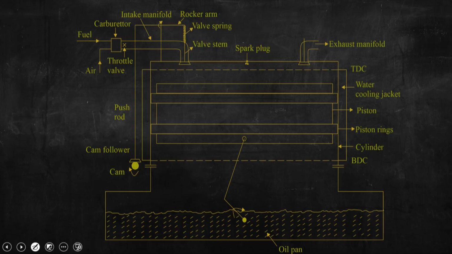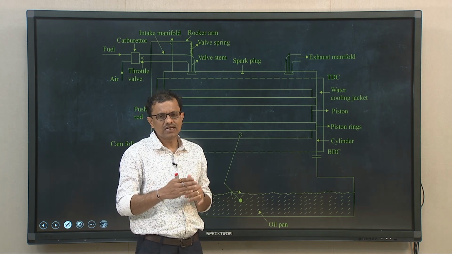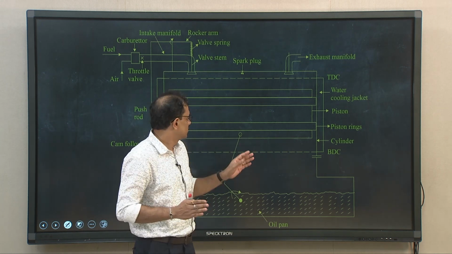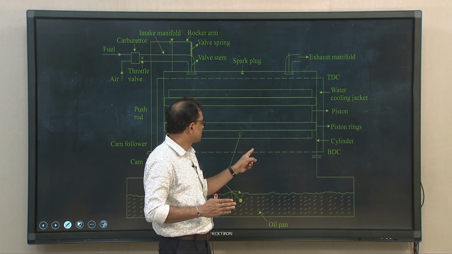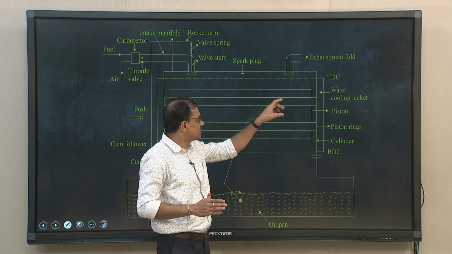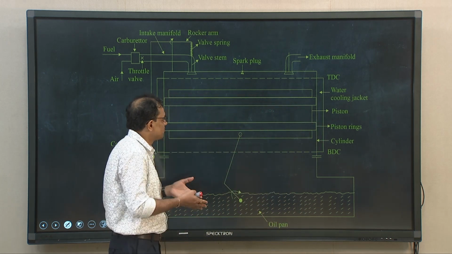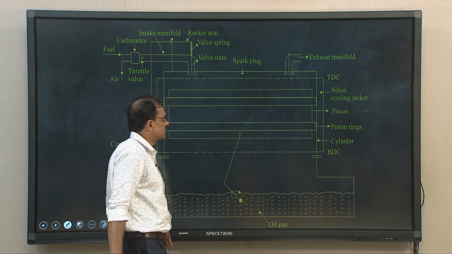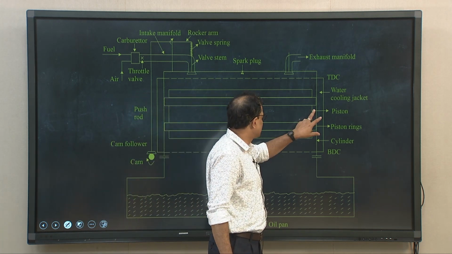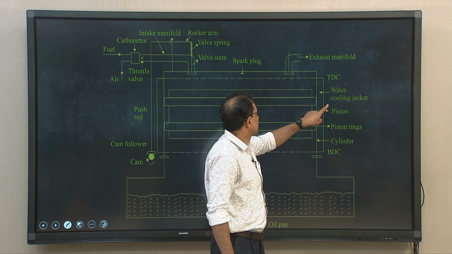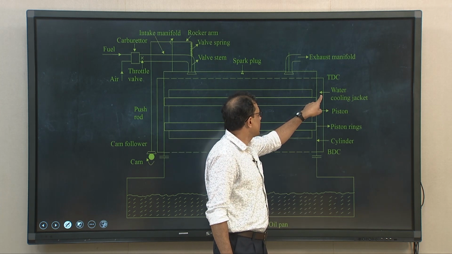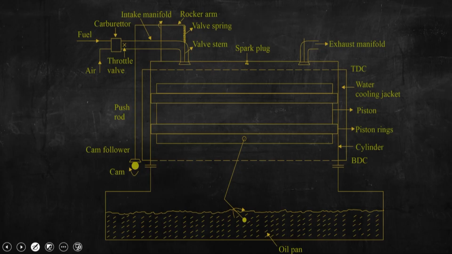And then you can see that there are two locations, top dead center and bottom dead center. These two centers are very important, and the piston travels between these two locations, and the distance between these two centers is known as stroke length. You can see this is the piston, and there is an essential element, that is the water cooling jacket.